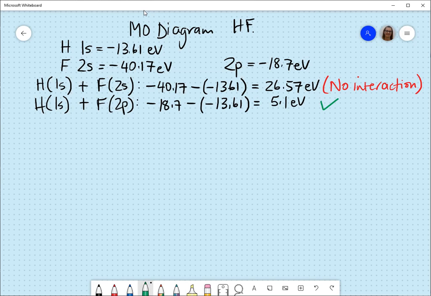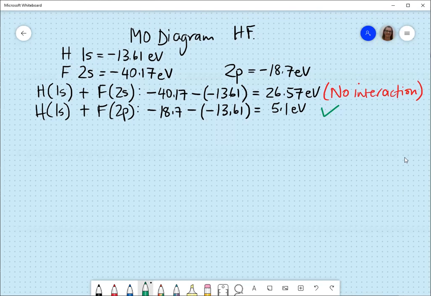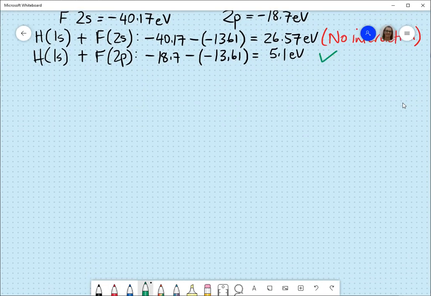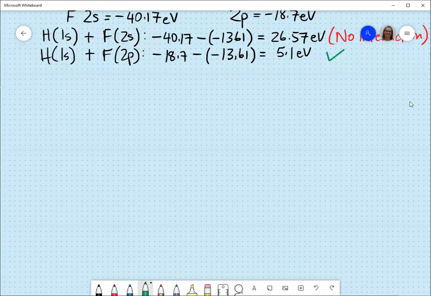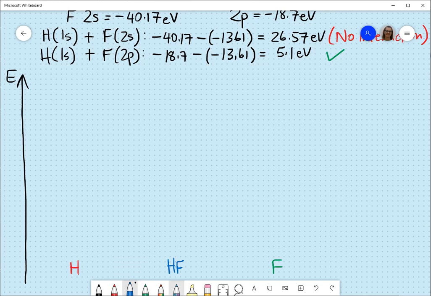All right, so now let's draw the diagram. Okay, let me just push this up a little bit. So we know how to construct this. Let me draw the energy here for you. Remember, always draw the energy, indicate the energy. All right, and we start with hydrogen on the left, and we'll have fluorine on the right, and we'll have HF in the middle.